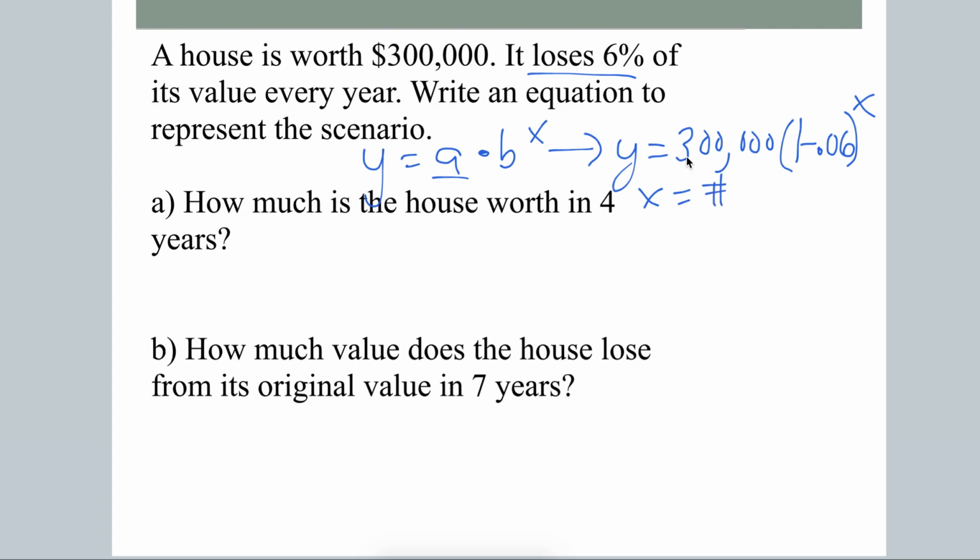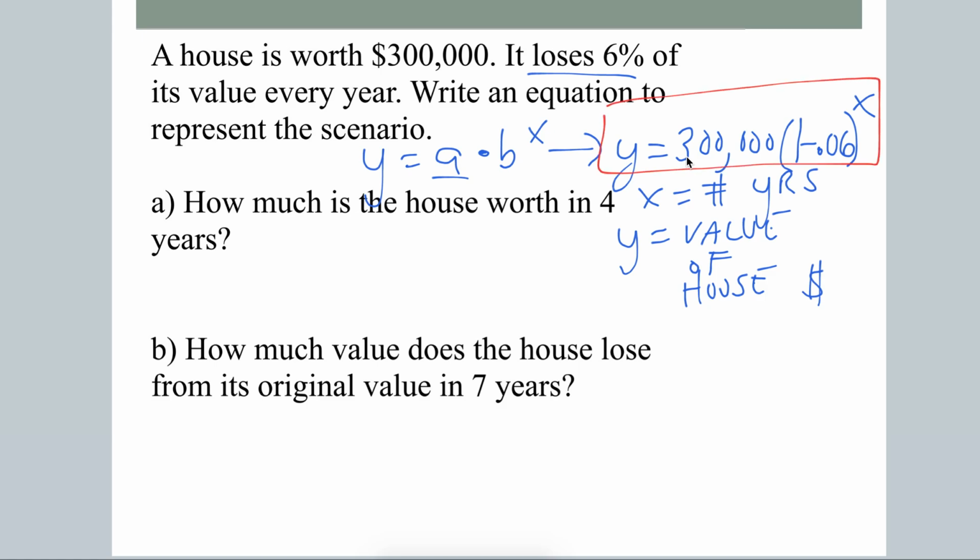Now let's define our variables. X represents number of years that are passing, and then y represents the value of the house represented in dollars. So now that we have the general formula for this scenario, let's go ahead and answer part A to start.